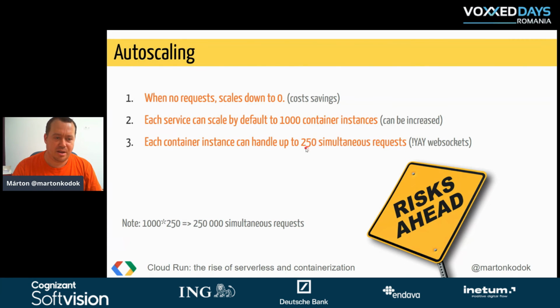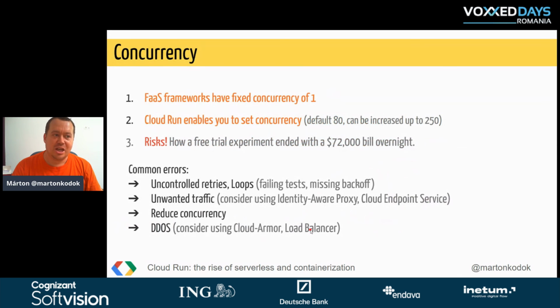I think that it's wrong here. I've seen that it was raised to 1000 simultaneous requests. I need to check the latest product announcements and fix my slides. But based on these examples, you are able to handle 250,000 simultaneous requests. And this is a risky way to set up your cloud environment to accept so many requests.